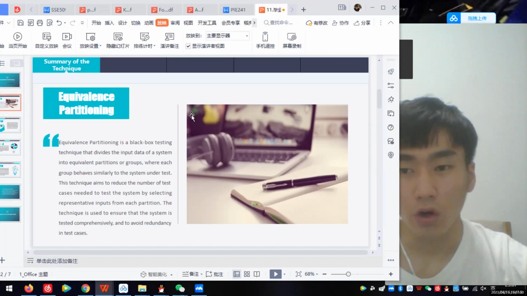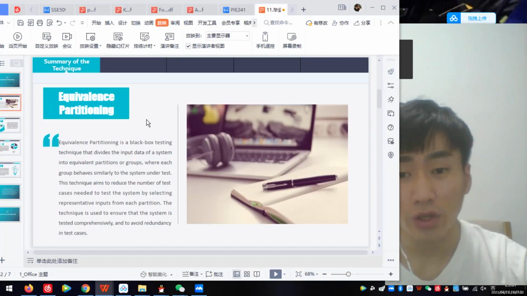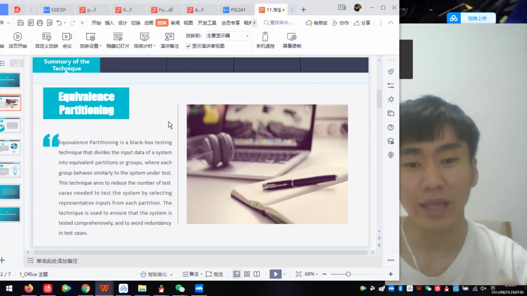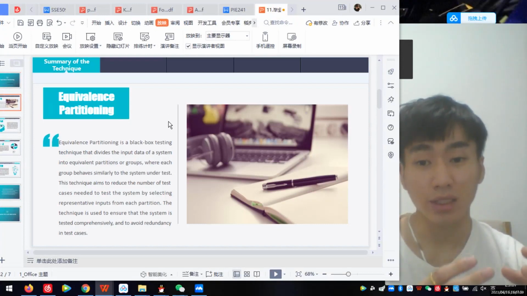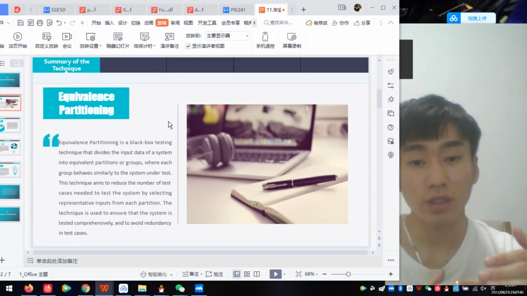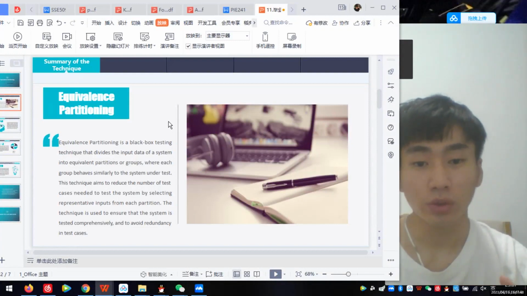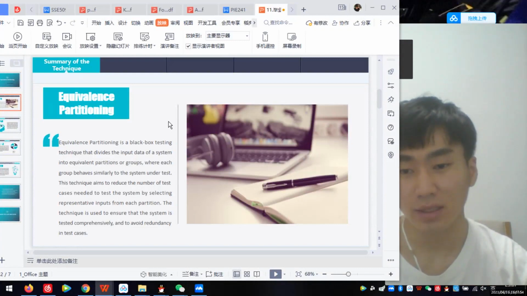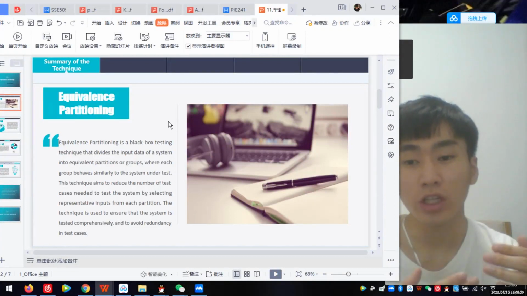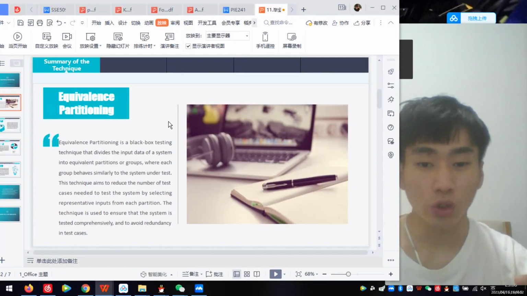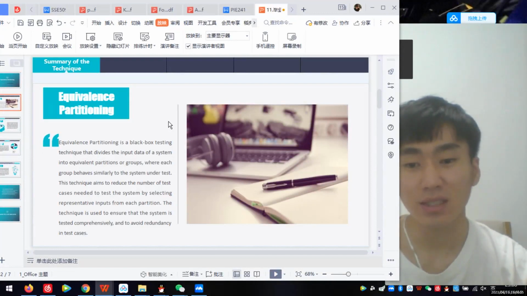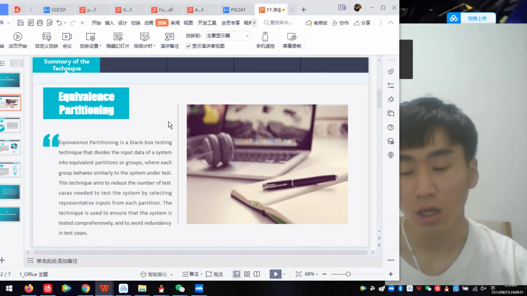Let's go on. On the first page, equivalence partitioning is a black box testing technique that divides the input data of a system into equivalent partitions or groups, where each group behaves similarly to the system under test. This technique aims to reduce the number of test cases needed to test the system by selecting representative inputs from each partition. The technique is used to ensure that the system is tested comprehensively and to avoid redundancy in test cases. What does this mean?